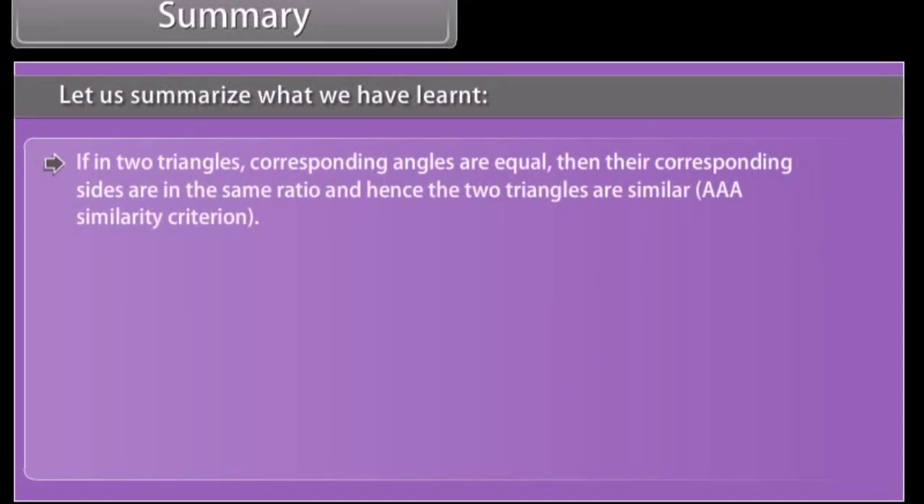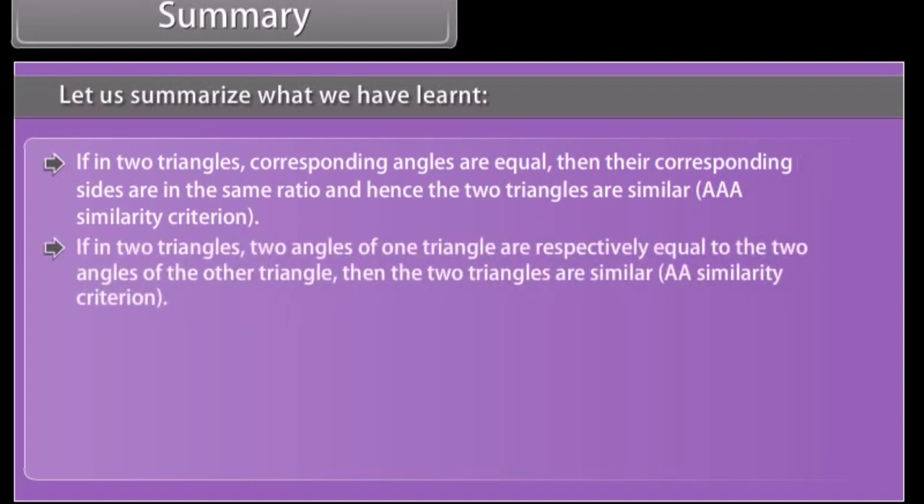If in two triangles, corresponding angles are equal, then their corresponding sides are in the same ratio, and hence the two triangles are similar by AAA similarity criterion. If in two triangles, two angles of one triangle are respectively equal to the two angles of the other triangle, then the two triangles are similar, or AA similarity criterion.